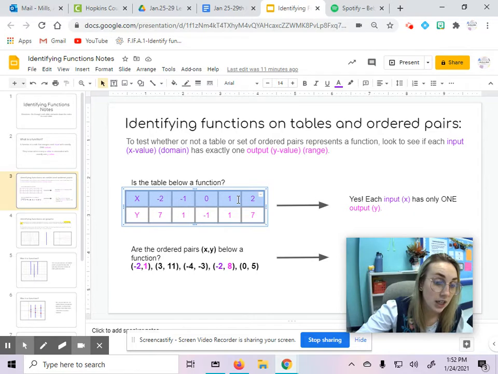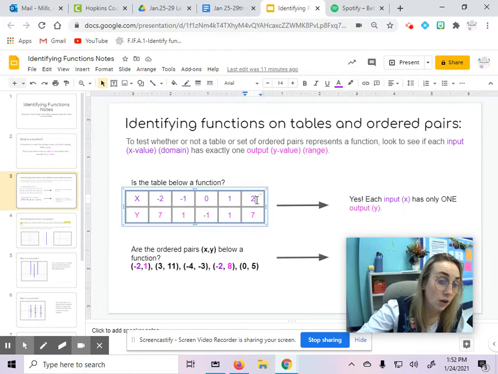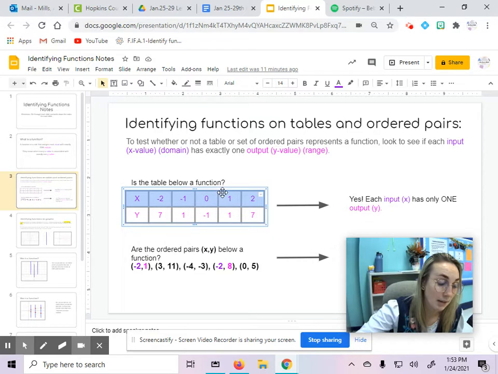So each input has only one output. You're going to start making connections and patterns. I will say that your y values can sometimes be the same number and it'll still be a function. It's only the x values that you need to look at. They can't be the same number and have a different output. So again, each input up here has exactly one output down here, so this is a function. Let's look at these ordered pairs real quick.